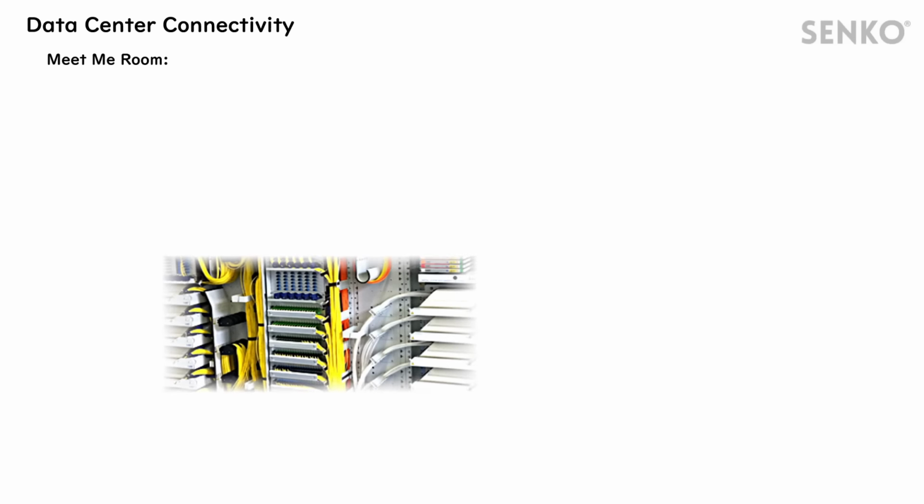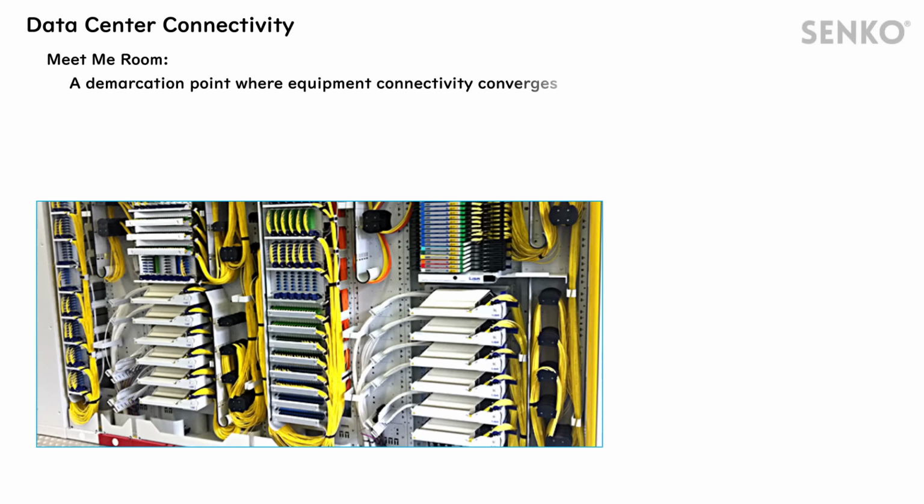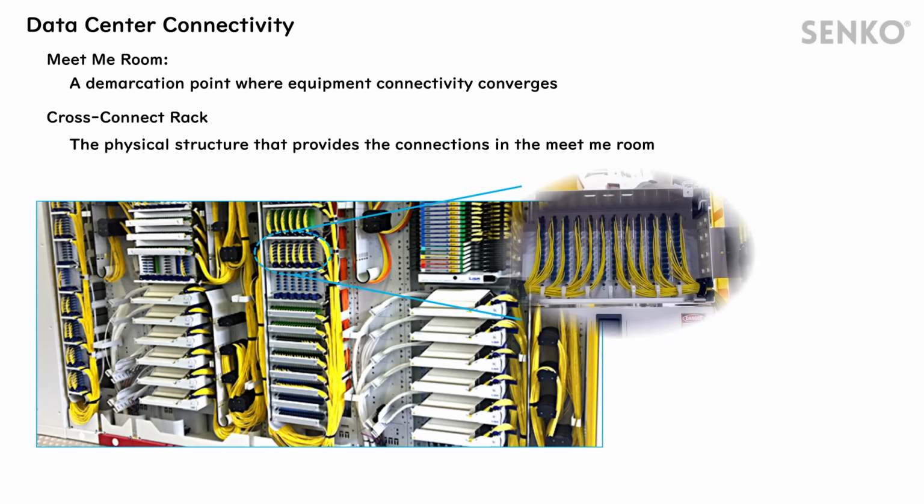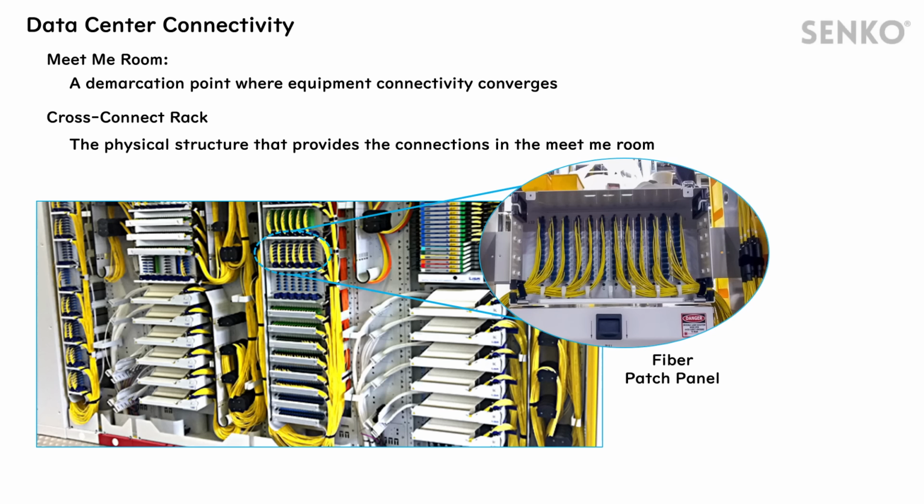So how are the connections managed from one point to another in the data center? The meet-me room is a demarcation point in data centers where the connectivity to different equipment, services, and telecommunication providers converge to interconnect with each other. Cross-connect racks are housed in this room to provide access to the physical patch panel, the connectors, and the cables that provide the connection between the different locations within a data center.